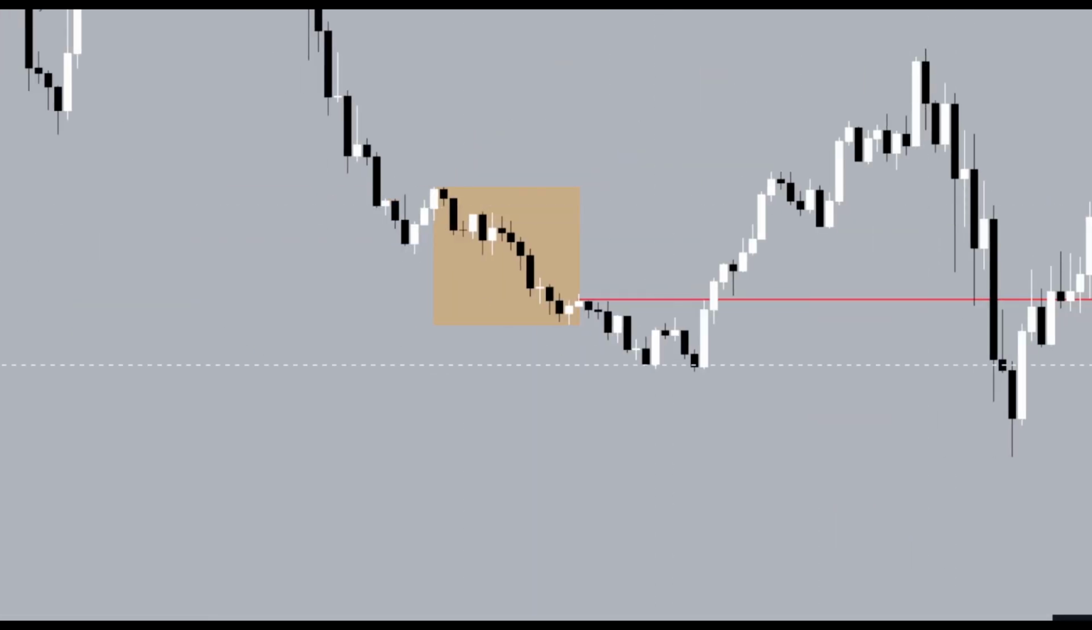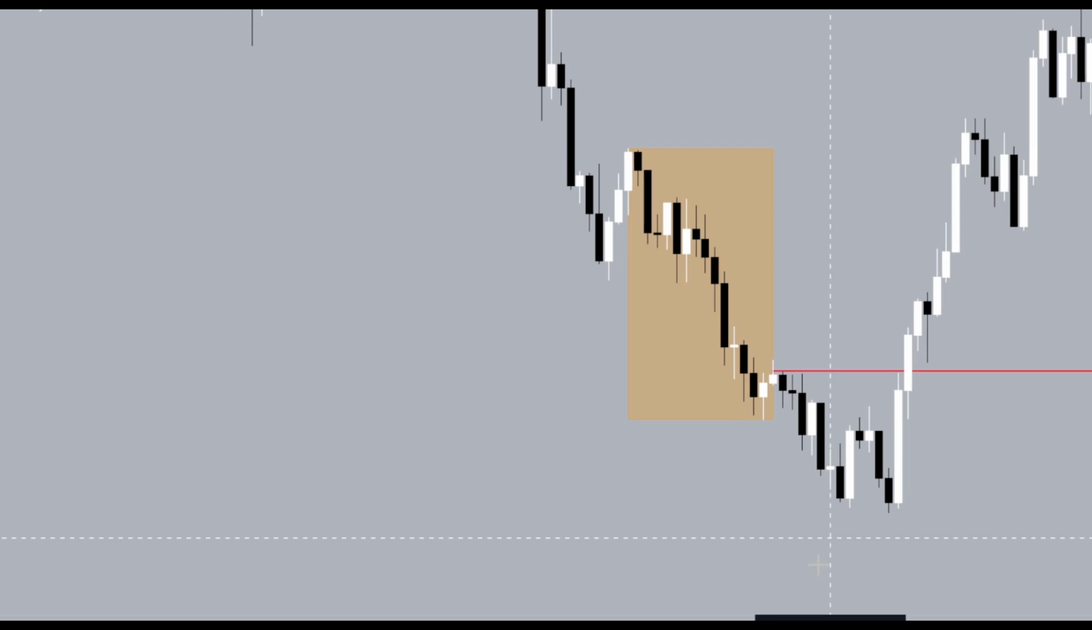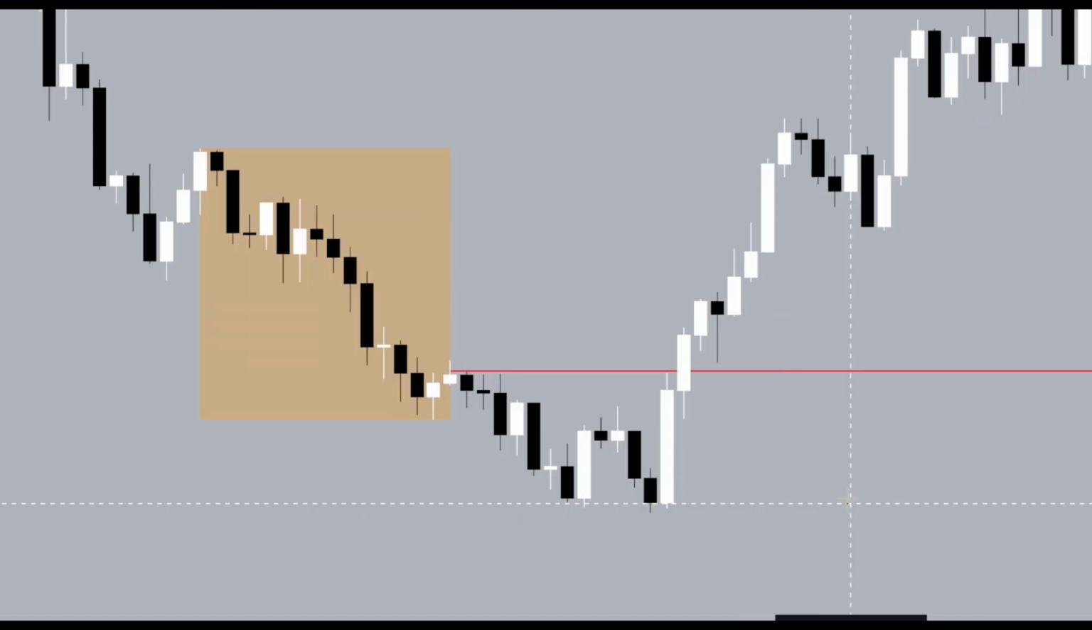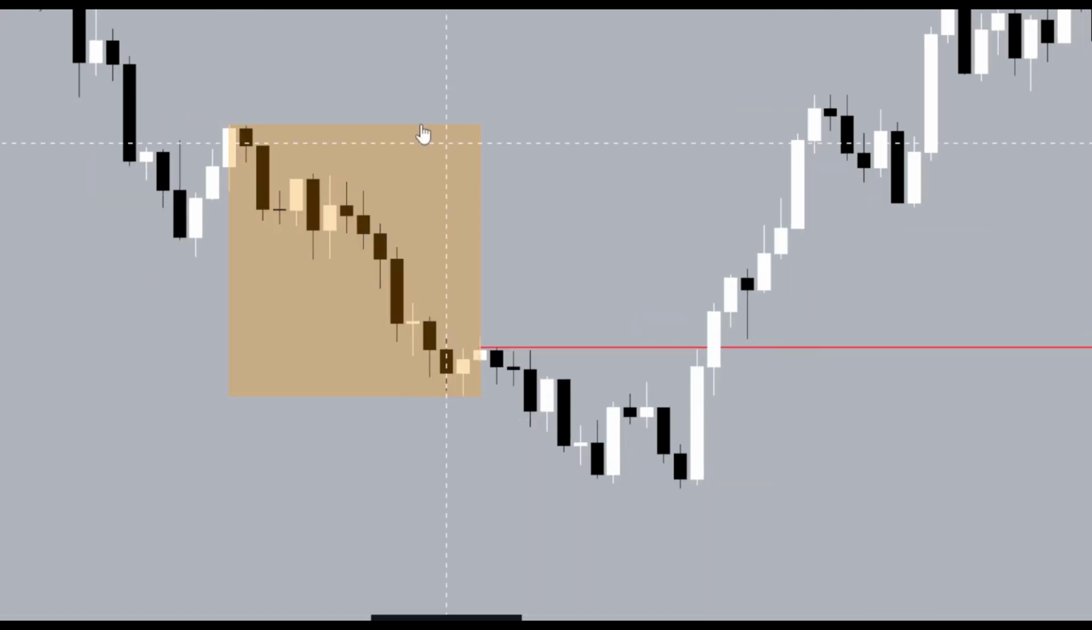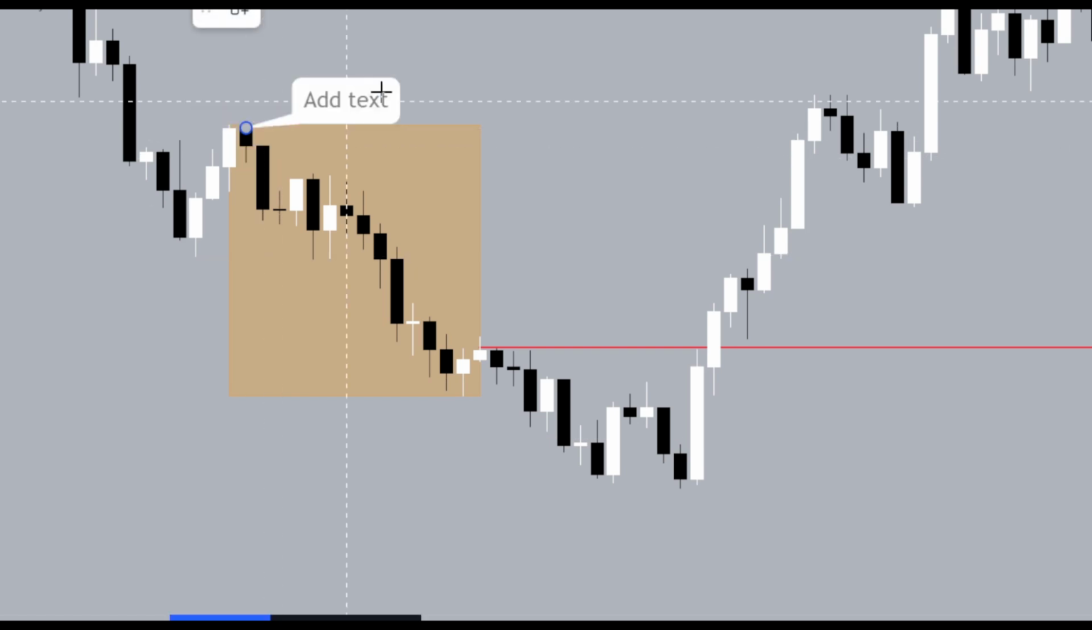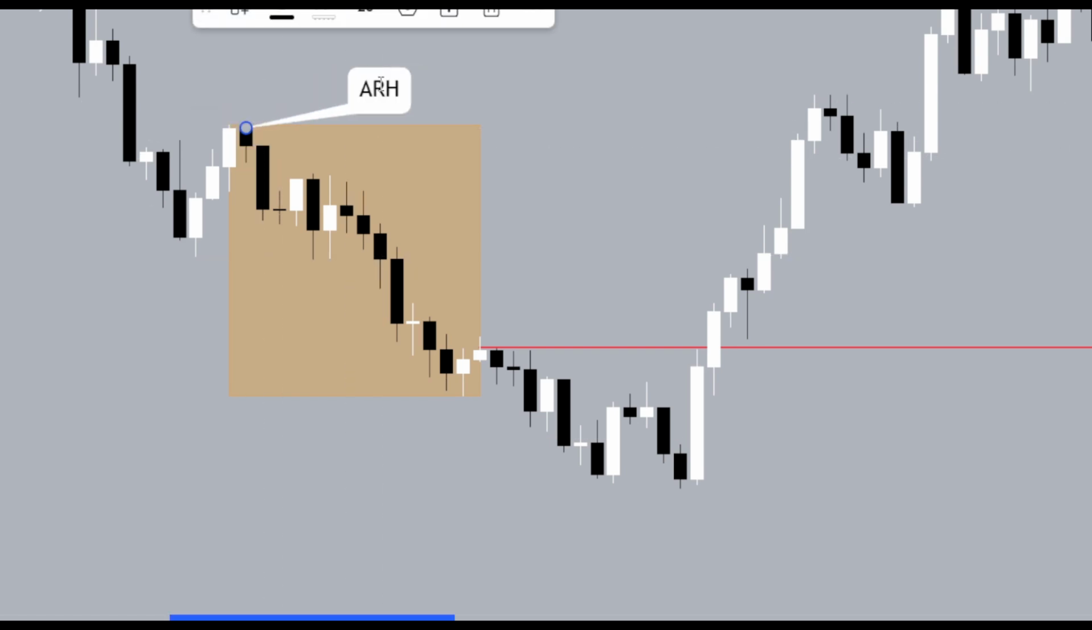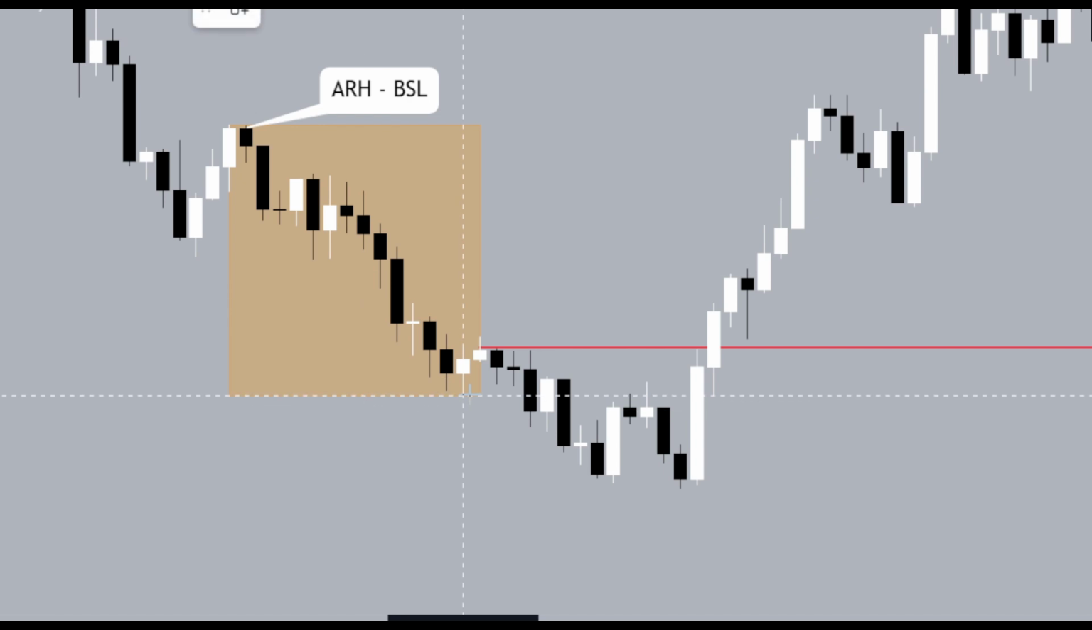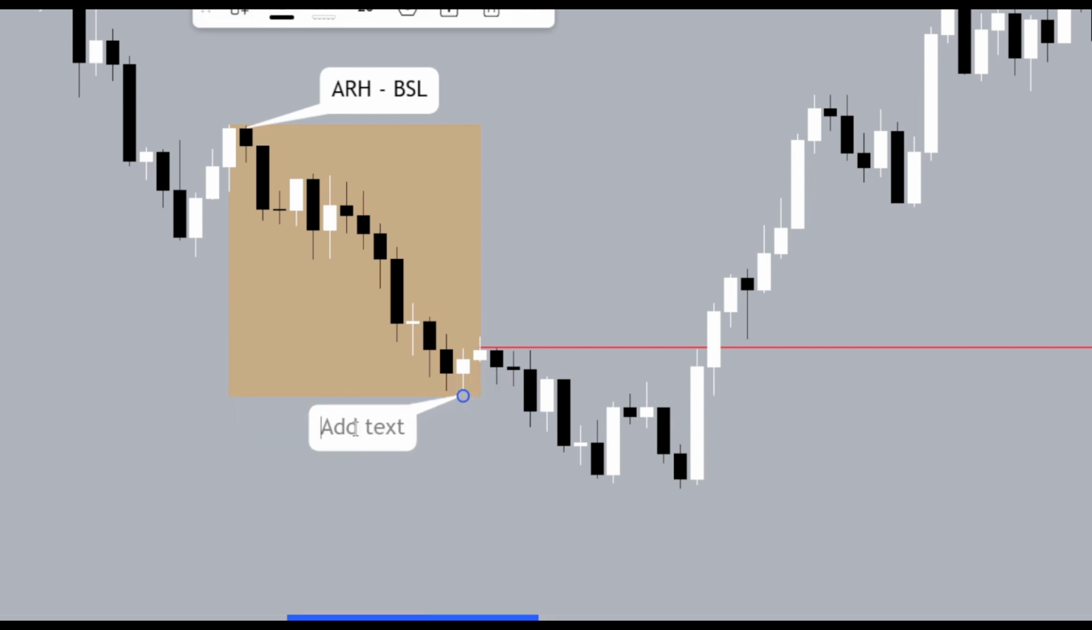So what we have over here is the Asian session range, okay? Now, the Asian session range has one key purpose, and it's to build liquidity. And the liquidity comes in two forms. We have the Asian high, so let's call this the ARH, Asian range high. This is buy side liquidity, or BSL for short. And what we have underneath, as you can probably guess, is the Asian range low, ARL. This is the sell side liquidity, or SSL, right? So we have buy side and sell side liquidity.